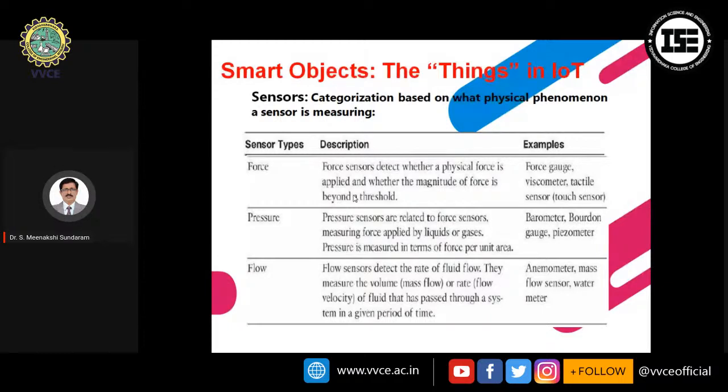Similarly, the pressure sensors, for example, if you want to apply them to liquids or gases, we can understand the pressure in terms of some unit area. For example, a barometer to understand the pressure, or a Bourdon gauge or a piezometer. Similarly, the flow, the rate of flow, the mass or the velocity. So we can measure such quantities, for example, an anemometer, a mass flow sensor, or a water meter.